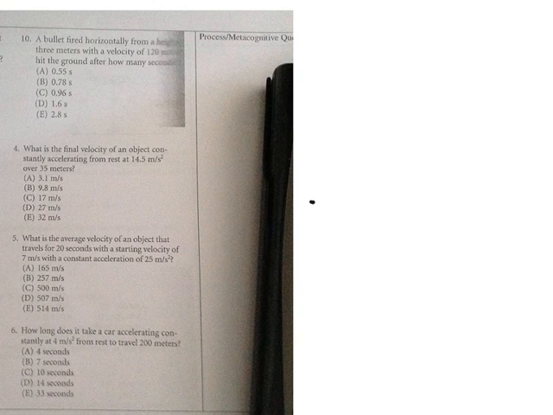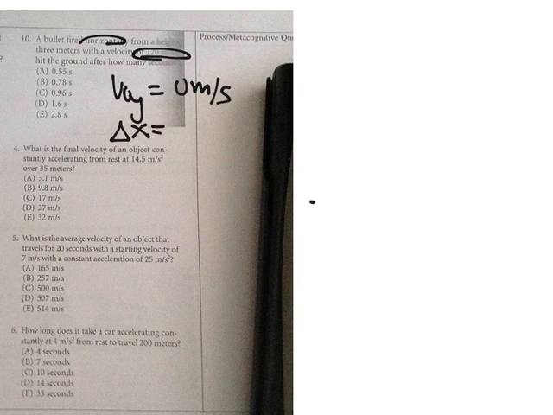Alright, a bullet fired horizontally from a height of 3 meters, with a velocity of 120 meters per second, hits the ground after how many seconds? So hopefully you know that this 120 doesn't matter because it was fired horizontally, so it has nothing to do with when it hits the ground, because all we're talking about is the y direction, where the initial velocity is 0 because it was fired horizontally. We know that our displacement is 3 meters.